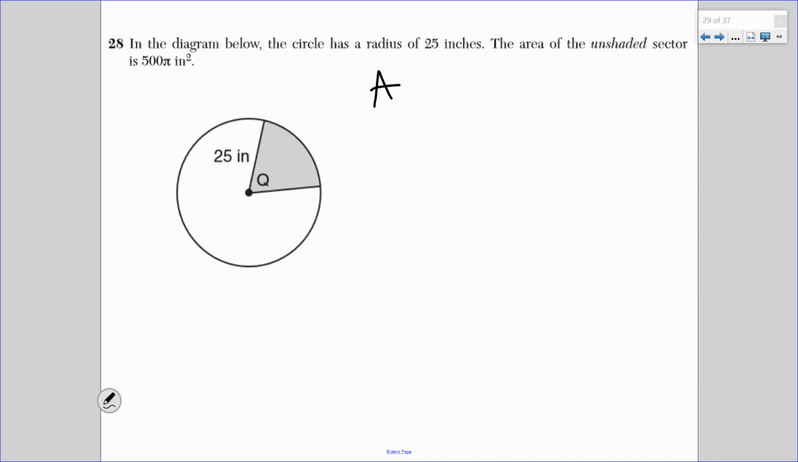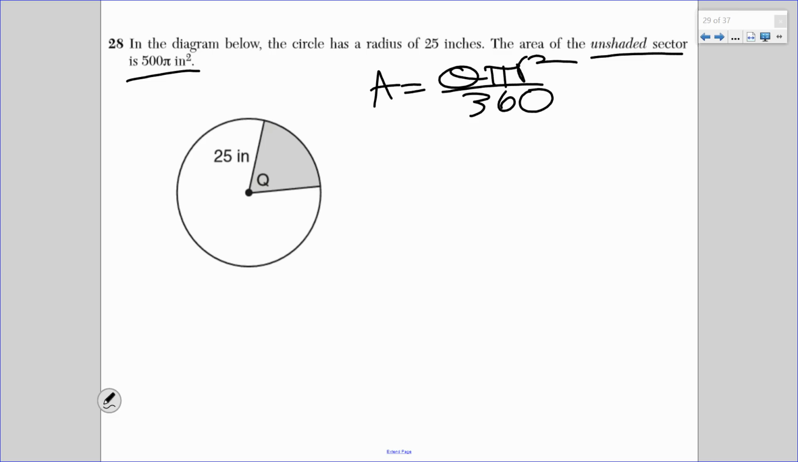Theta over 360 times pi r squared over 16. Oh, there's a song for all this stuff. Check out my playlist, Common Core Geometry Song. It's going to help you. It's giving me the area of the unshaded sector. That's super mean. So you've got a couple of options here.